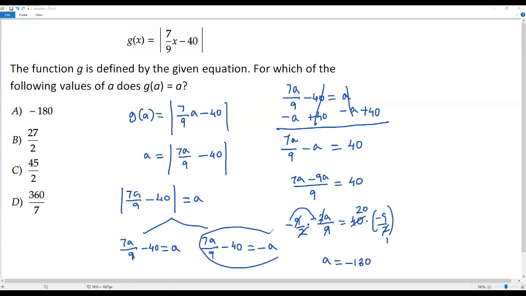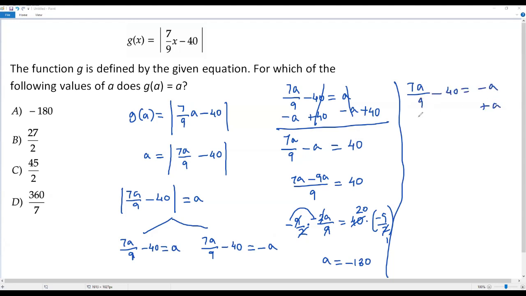Now we can solve the second equation we have over here. Okay, let me do it. So that is 7a over 9 negative 40 equals to negative a. Let me add a to both sides. Let me do it. And also let me add 40 to both sides. Let me do it. When I do so, this negative 40 and positive 40 will cancel out. Negative a and positive a will cancel out.